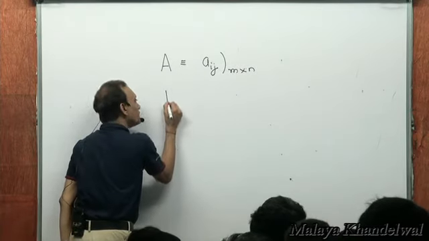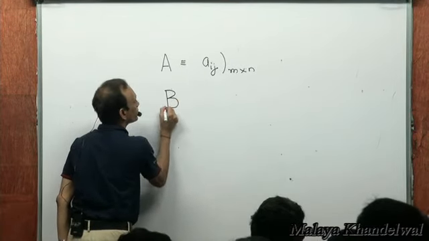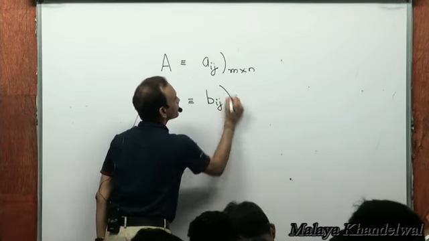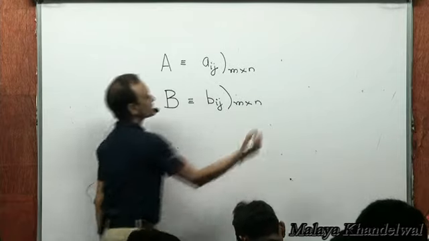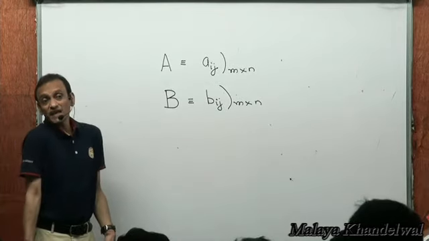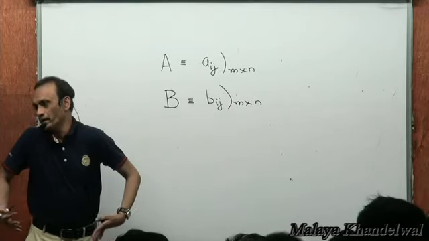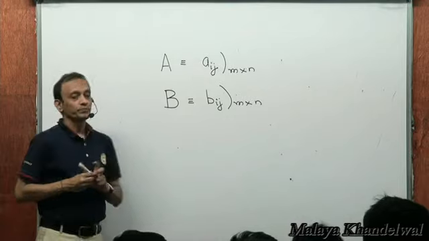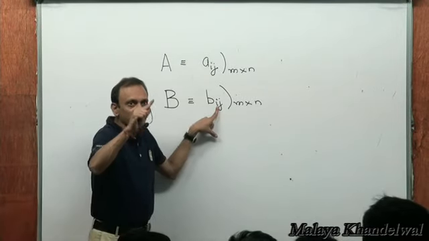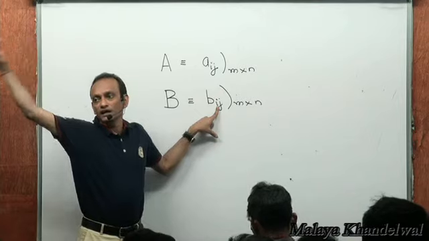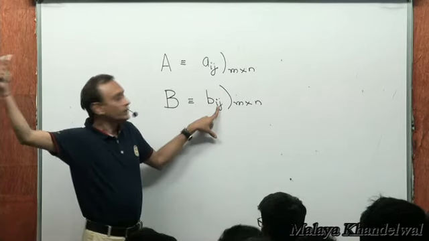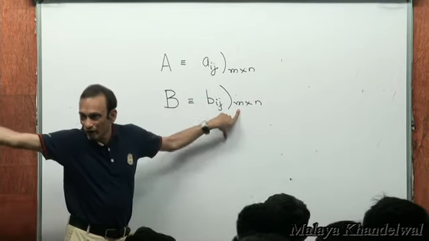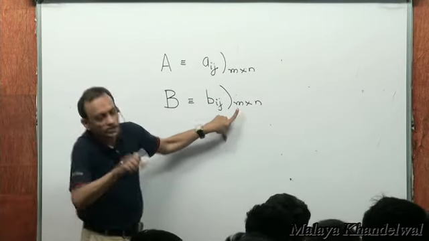And another matrix, m by n only, represented by Bij, that's also an m by n matrix. We say these are matrices of the same order, m by n. Order of the matrices, m by n. They are of the same order. So the elements here are like B11, B12, B13, B1n, B21, B22, B23, B2n. Going this way, m rows and n columns, right?